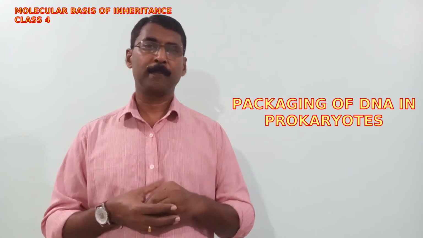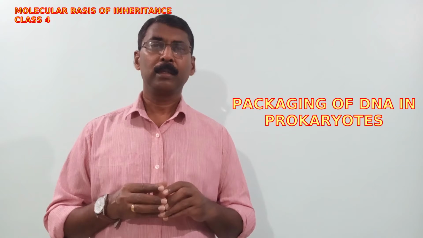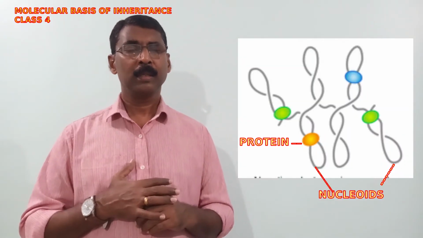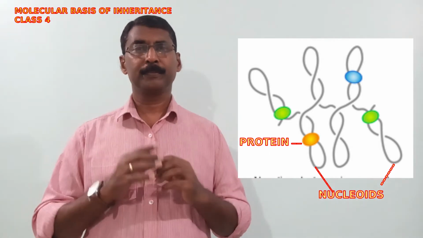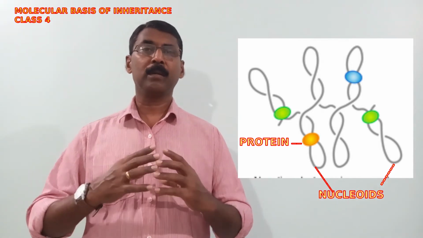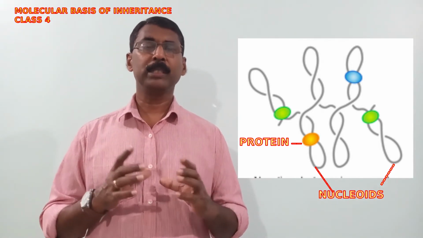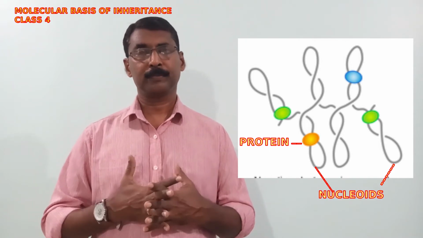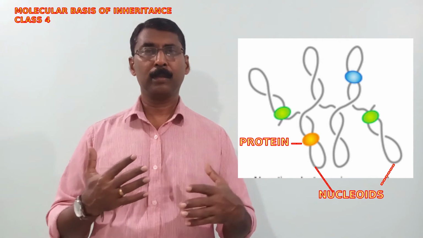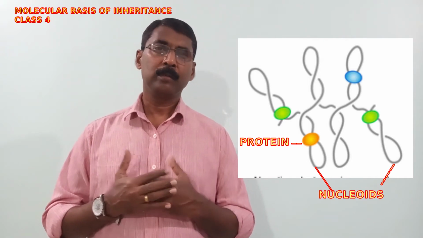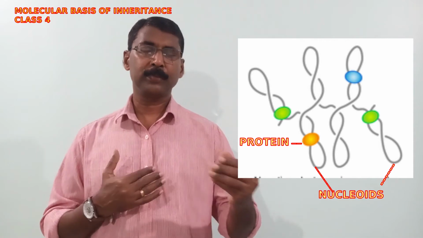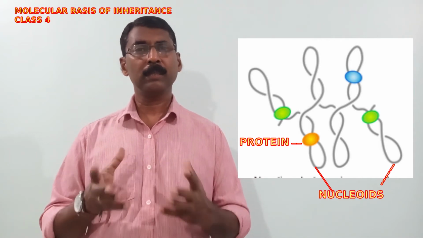So in prokaryotes, DNA becomes helical loops, as you can see in the diagram. It becomes helical loops held together by means of positively charged histone proteins and non-histone proteins. So these proteins are positively charged, and DNA is negatively charged due to the presence of the phosphate group.